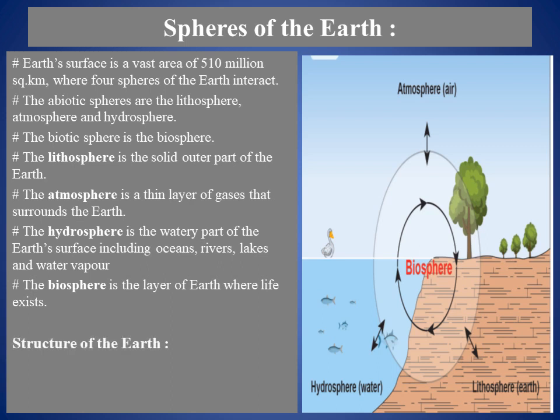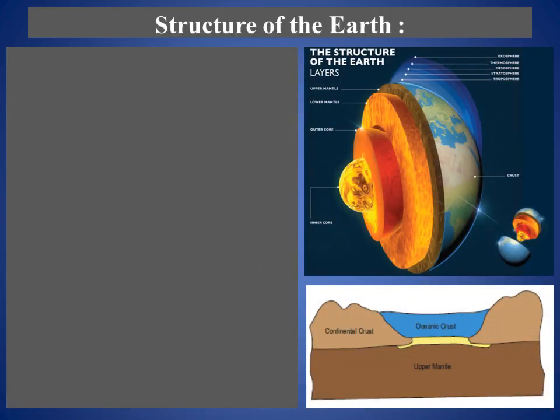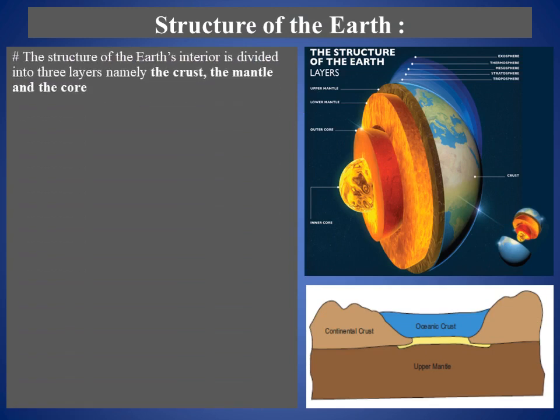Structure of the Earth. The outer surface and inner core of the Earth are totally different in their nature and structure. The interior is divided into 3 layers, namely the crust, the mantle, and the core.